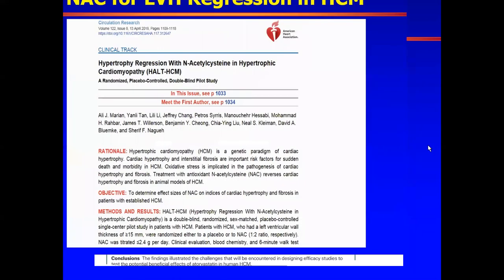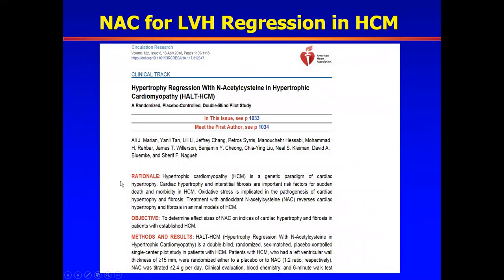More recently, another study with A.J. Marian looking at N-acetylcysteine. The idea is that oxidative stress is implicated in the pathogenesis of hypertrophy and fibrosis. And so if you use that drug, you may be able to suppress it. We looked at all indices of morphology by echo and by CMR, and function by echo and by CMR, including strains and so on, and nothing panned out to be different.